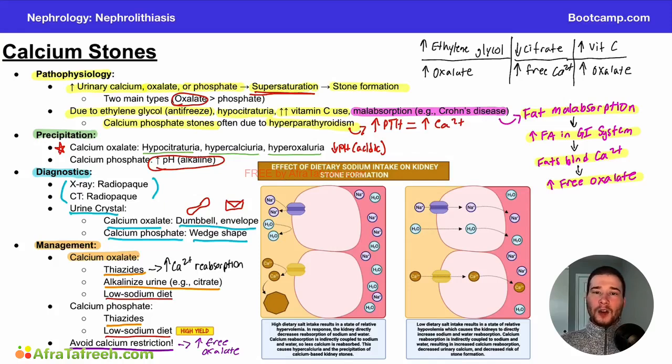And finally, also very, very high yield and important, do not restrict calcium. We talked about that. The reason for this is that we're just trading one problem for another, and thus this would not be the best answer to help the patient with their condition.